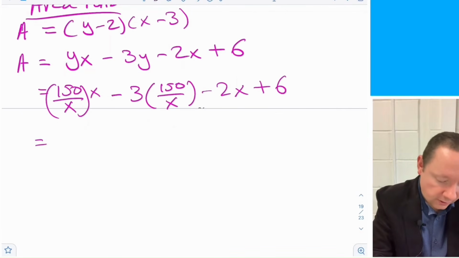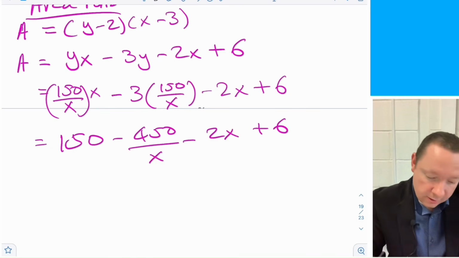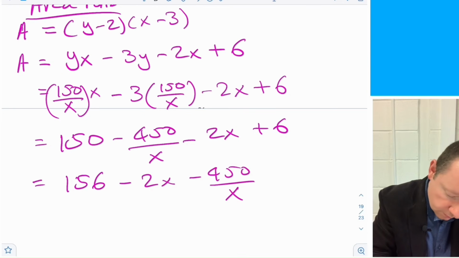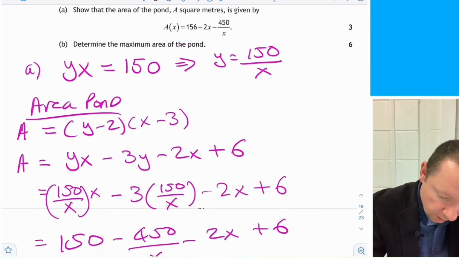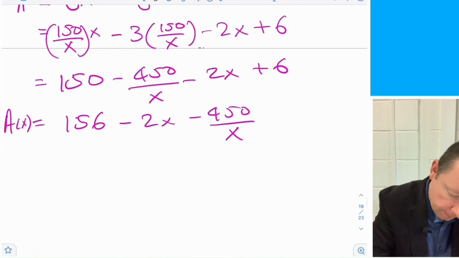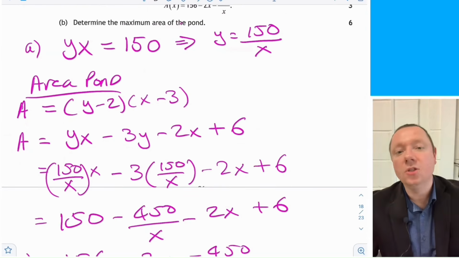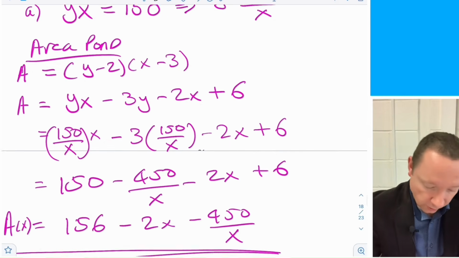So that simplifies to 150 minus 450 over x minus 2x plus 6. So 150 plus 6 is 156 minus 2x minus 450 over x. That's now a function of x, and that's exactly as required. So we've done part A. Part B, determine the maximum area of the pond. This is called an optimisation question. So in this case, we need to differentiate it and find the stationary points.